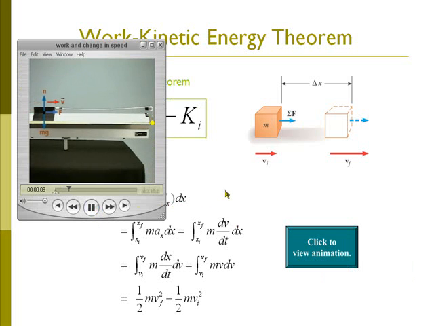The weight supplies a constant net force on the glider, which causes the glider to accelerate at a constant rate. The net work done in changing the mass's speed from v1 to v2 is easy to calculate. The work is 1/2 m times the quantity v2 squared minus v1 squared. The net work done to accelerate a mass from rest, v1 equals 0, to a final velocity v is 1/2 mv squared. This quantity is so important in physics that we give it a name, kinetic energy.